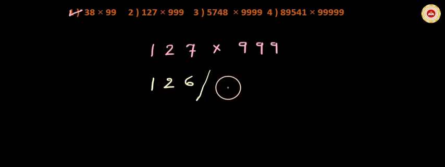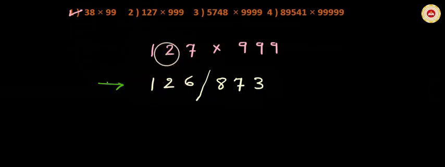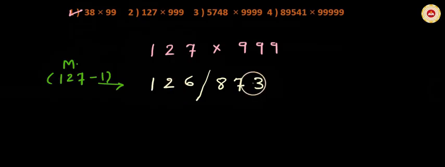Now what is the next step? Subtract these 3 digits of the left part from 9. 9 minus 1 is 8. 9 minus 2 is 7. 9 minus 6 is 3. Let me tell you how we calculated these two parts. We subtracted 1 from 127, which is our multiplicand, and got the left part.